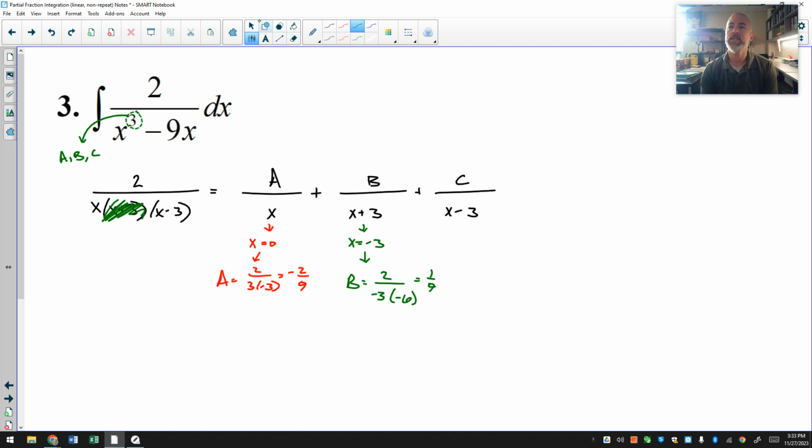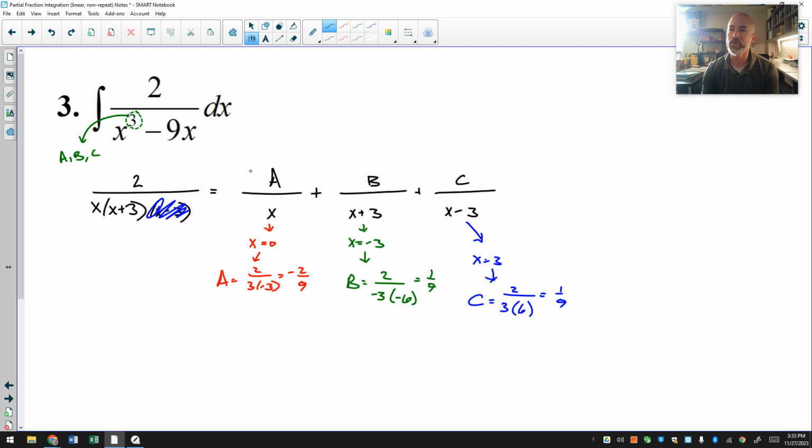And then C, I need to restore my original problem. So let's get that out of the way. For C, we'll plug in 3 for x. Cover up the x minus 3, plug in 3 for all of the remaining x's. And we have 2 over 3 times 3 plus 3. 3 times 2 over 3 times 6 does clean up to another 1/9. Did I do that right? Because I was expecting something different. Okay, I think that's good.